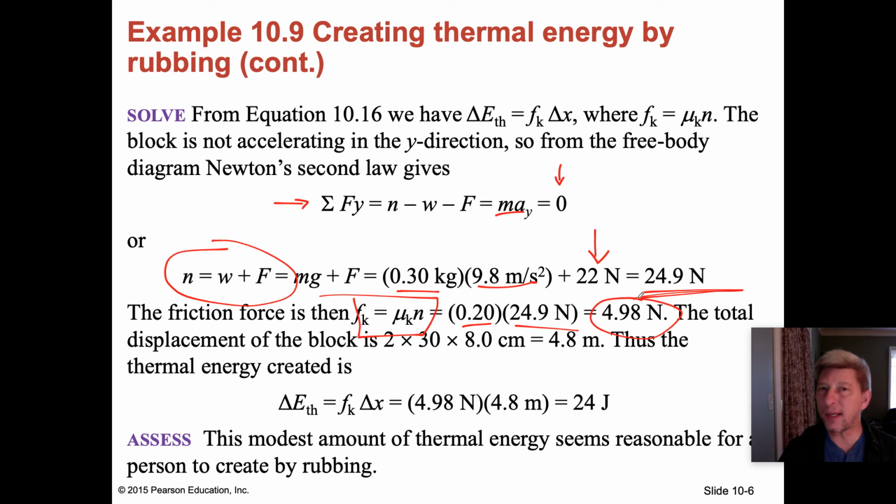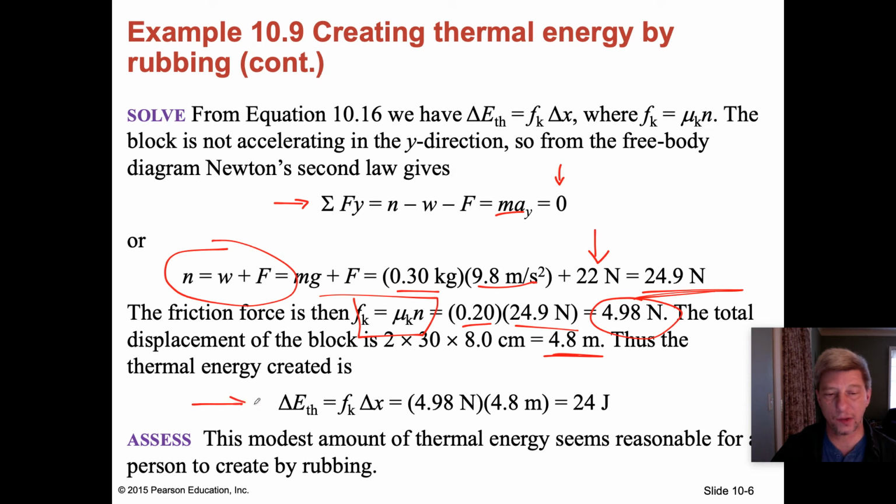Now, we're not done yet. That's only calculating the force. Remember that in order to figure out the thermal energy, I have to figure out the amount of work that's done. And work, of course, is the force of friction times the displacement. Now, if I go back and forth 8 centimeters 30 times, that's actually 8 centimeters times 60, because 8 centimeters and back is 16 centimeters. So it's actually 16 centimeters times 30, which gives me a 4.8 meter displacement.